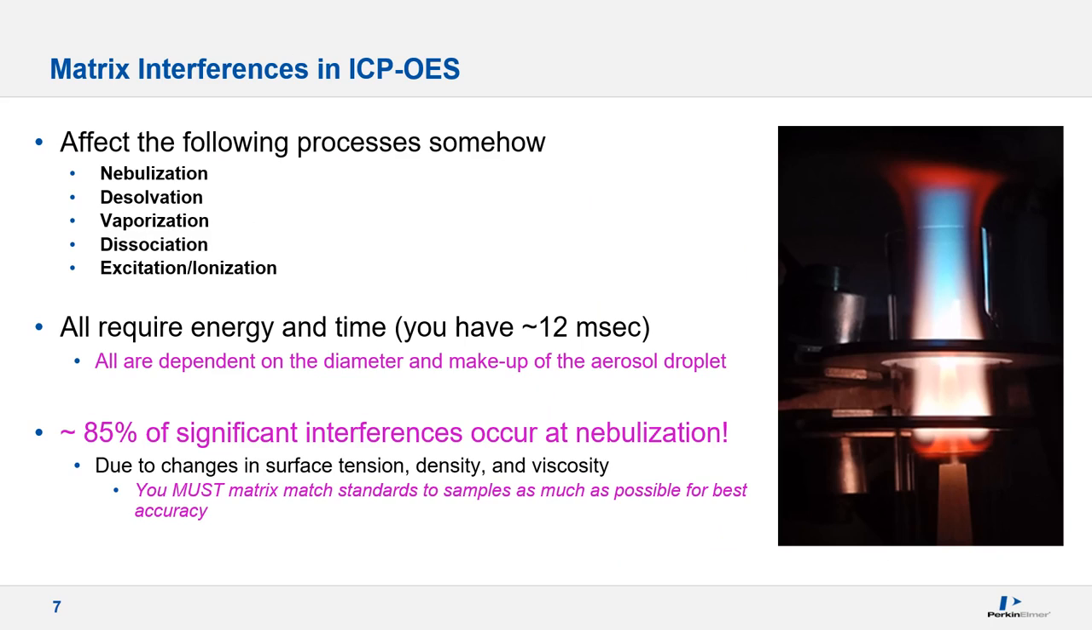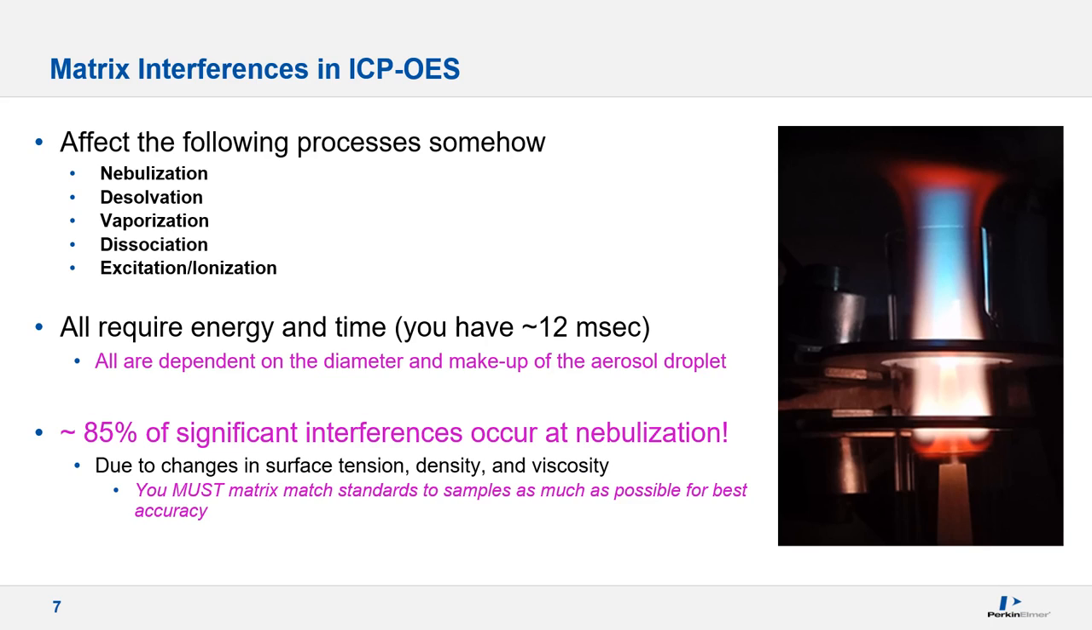Basically, matrix interferences in ICP affect the plasma processes somehow. All of these processes, nebulization, desolvation, vaporization, dissociation, excitation, and ionization, require energy and time. Studies have shown it takes a droplet about 12 milliseconds to travel through the plasma. So anything that would affect the rate or completeness of these processes can cause a non-spectral or a matrix interference.